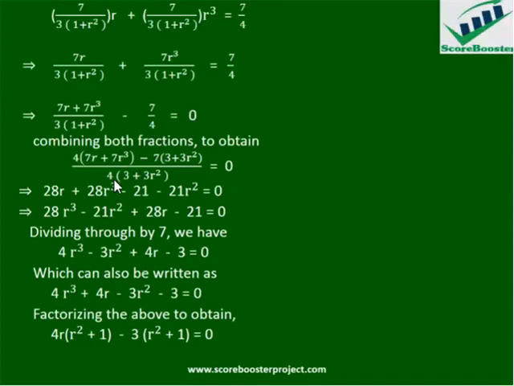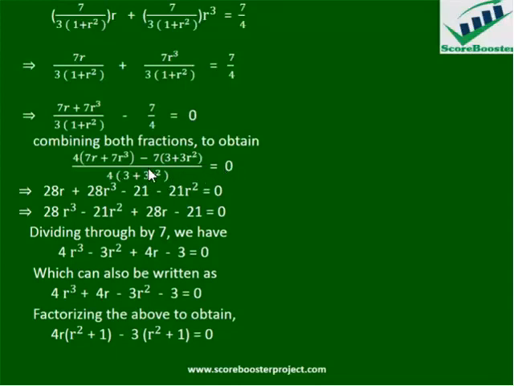4 will divide 4 here, we are left with 3 plus 3r squared. We divide it by the numerator 7, which is equal to 0. So now we multiply through by the denominator. We multiply this side by the denominator, we have 1. This we cancel, we are left with the numerator.